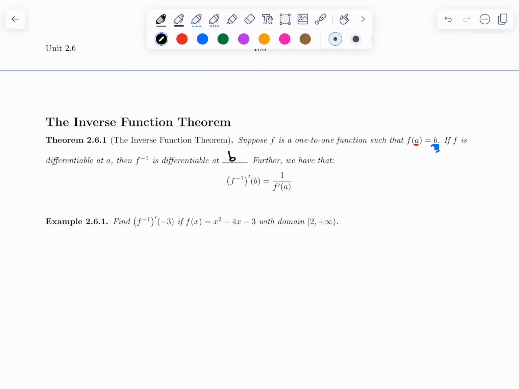So further, and this is the really cool part, the inverse derivative evaluated at b is equal to 1 over f prime of a. Which is pretty miraculous. Why is this important? Why do we care at all? Okay. Try and find the inverse of this function.